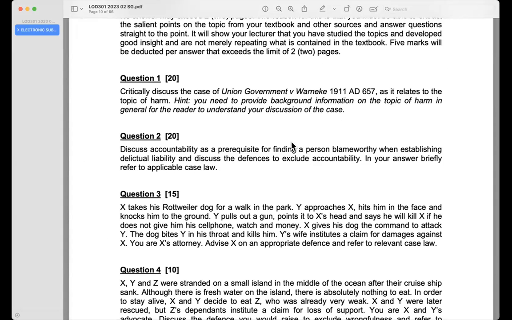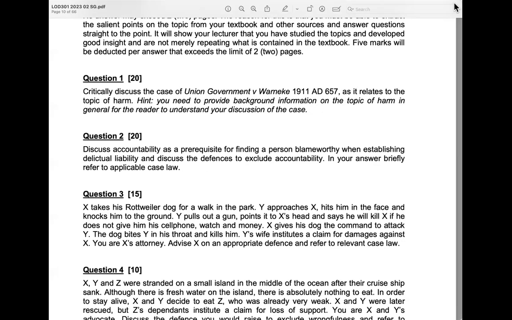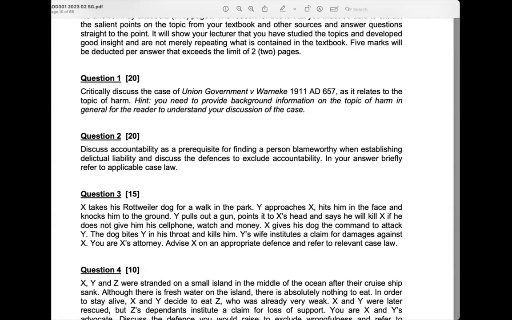So the question also says critically discuss. Okay, so now we have discussed the case, and now we have to look at it critically. And then you can obviously show those in your summary or in your critical discussion.